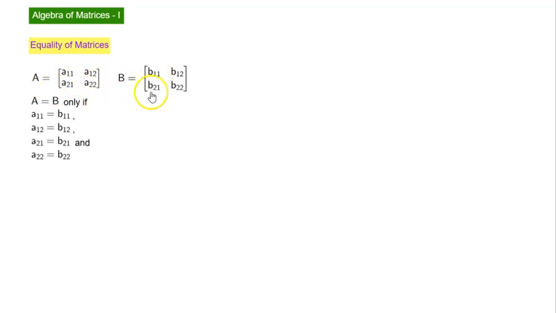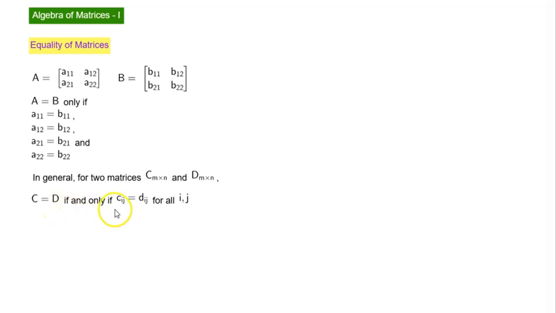Of course, if we have to do this element by element comparison, then the order of A and the order of B should be same. So in general, for two matrices C and D of order m by n, C is equal to D if and only if C sub ij is equal to D sub ij for all i and j. And as I mentioned previously, in particular, two matrices can be equal only if they have the same order.